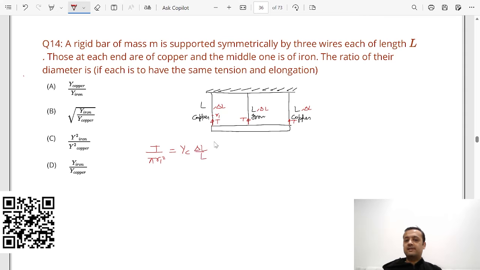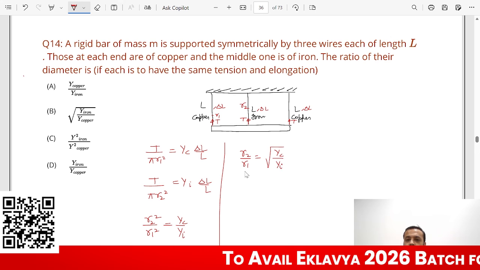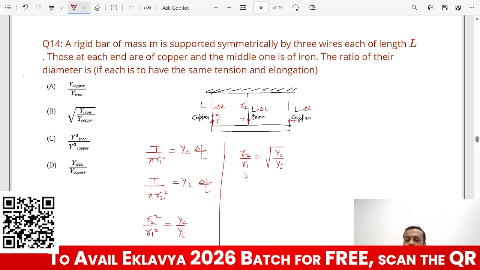Similarly for the iron wire, that will be T upon pi R2 square, where R2 is the cross sectional radius of the iron wire. That should be Y of iron into delta L by L. If I divide these, then we will get R2 square upon R1 square, with delta L by L getting cancelled, equal to Y copper upon Y iron. From here we get R2 upon R1 will be under root of Y copper upon Y iron. The ratio of diameters will also be equal to the ratio of the radii.